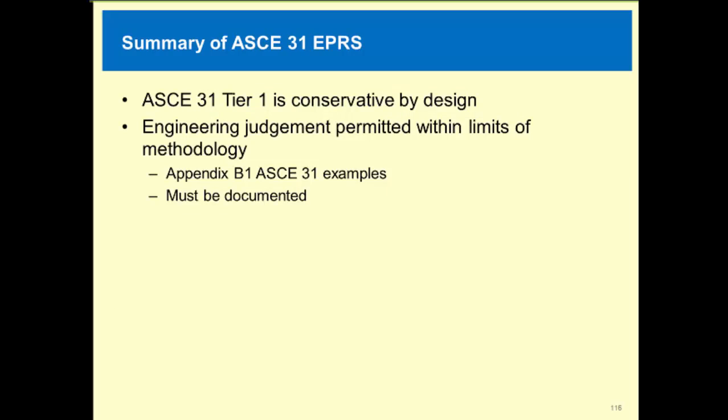So a summary now is that ASCE 31 is very conservative by design. It's really meant for a broad portfolio of buildings. Anything and everything that could possibly be wrong in your building is listed in those checklists, and a single item could ding your rating from, let's say, a 4-star to a 1-star. We saw that happening. ASCE 31 does allow engineering judgment within the limits of the methodology. I think Appendix B1 in ASCE 31 provides that in the examples. And overall, wherever you're using your engineering judgment, you need to document that for the USRC review.